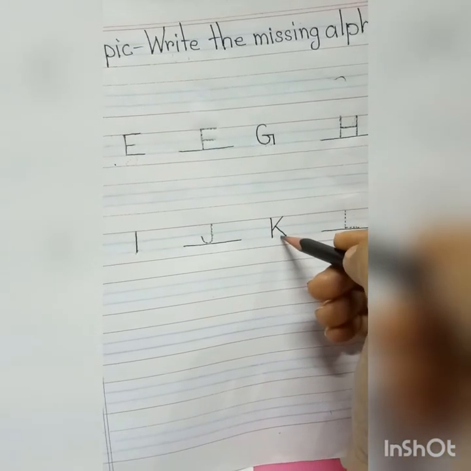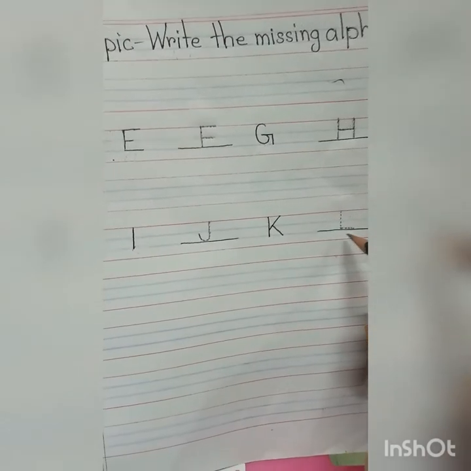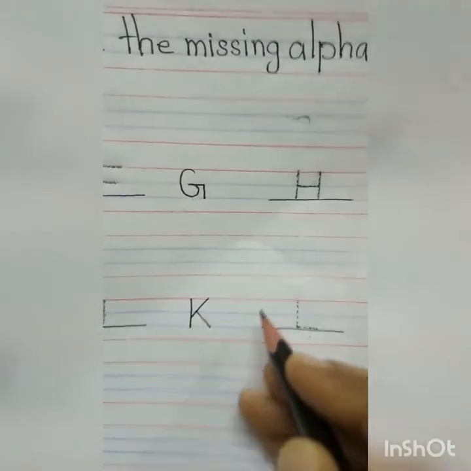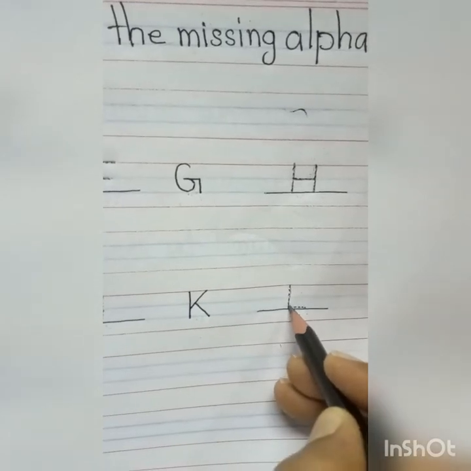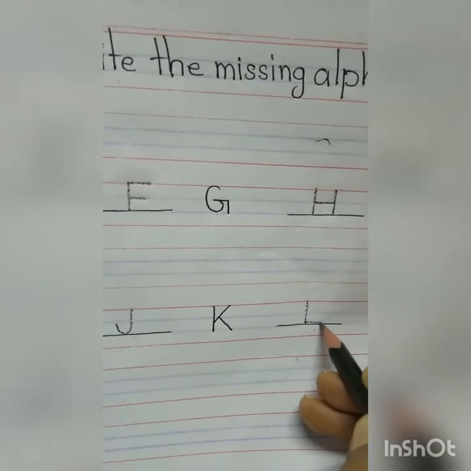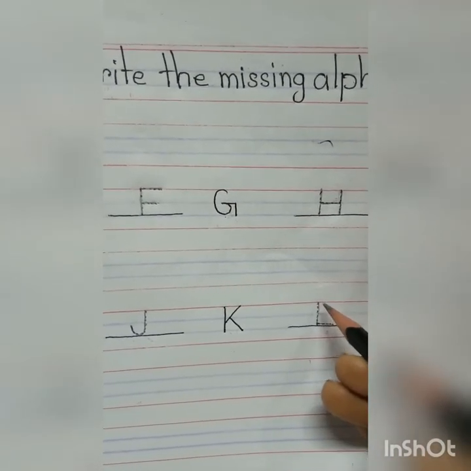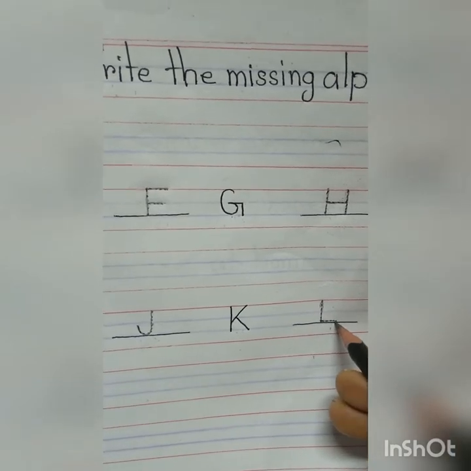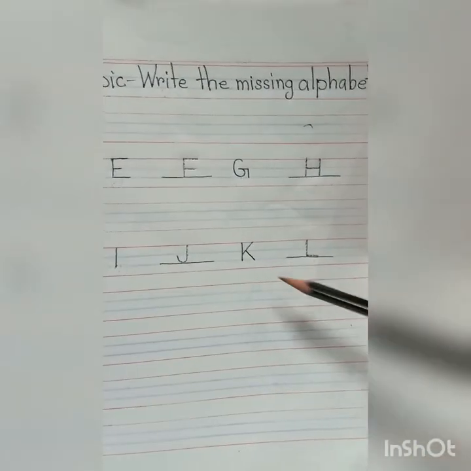After J, K. J is missing letter. After K, L. L is missing letter. Okay. I will join L. One straight line in first room to second room. Then one sleeping line in third line. What is this? L. Again, I will join L. One straight line in first room to second room. Then one sleeping line. What is this? L. Okay, everybody follow. I, J, K, L.